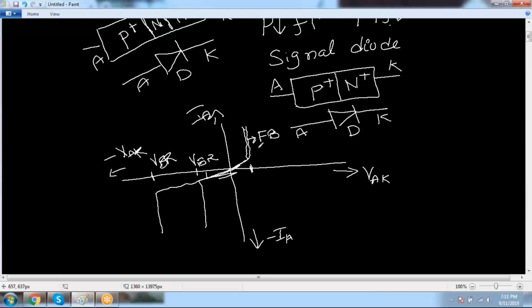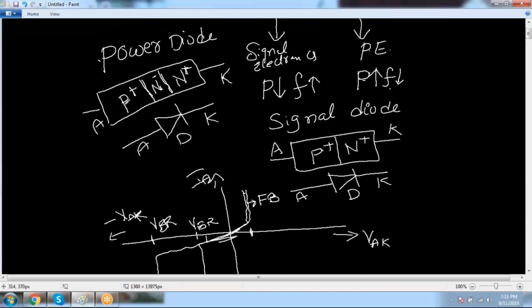Now, why will a power diode have more breakdown voltage compared to the signal diode? Here, with respect to the power diode, it is the same p plus, n plus, but what is not there here? The thickness. Students, there is a finite value of thickness here, but there the thickness is 0. That means the more the thickness of the n minus layer, the more the blocking voltage capability.